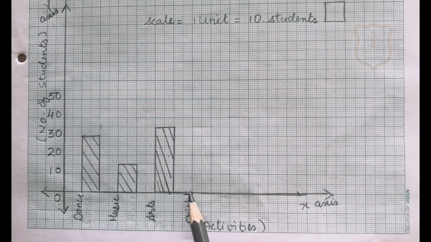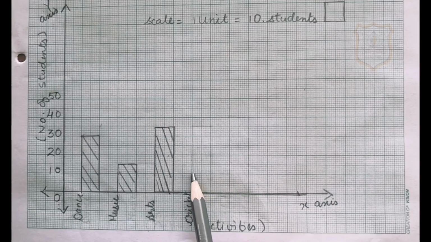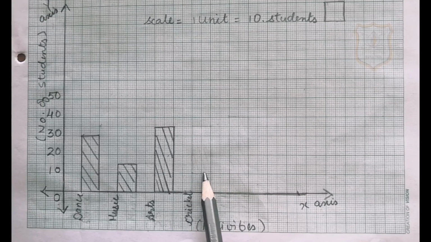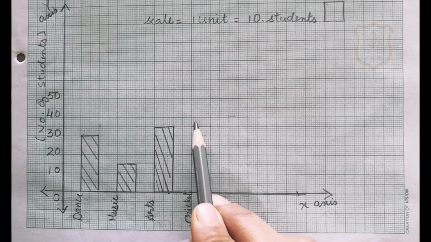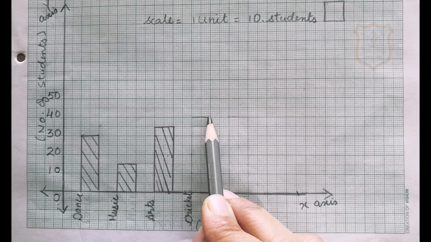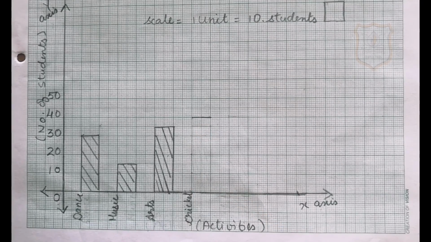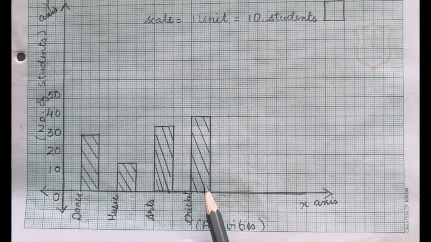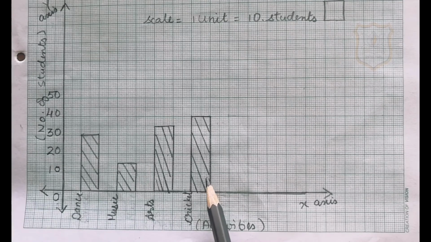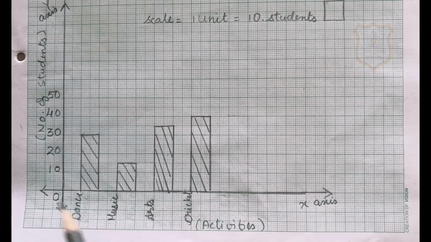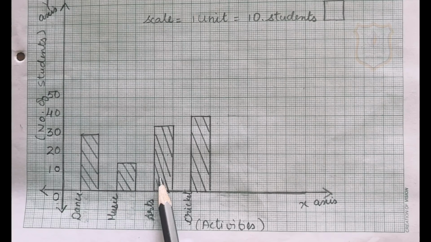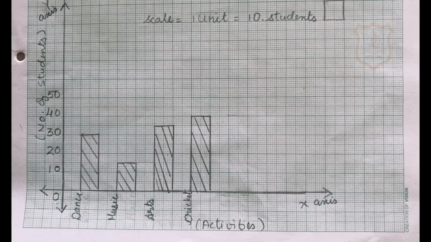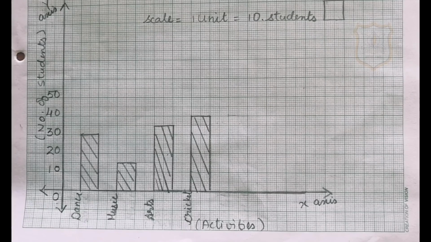Last is cricket. 40 students are involved in cricket. So this much height will represent 10 students, this will represent 20, this will represent 30, and this much height will represent 40 students. In this way we have to draw the vertical bar which will represent that 40 students are involved in cricket. Students, as you can see, the difference between two vertical bars is the same. In this way you have to represent the information with the help of a bar graph.